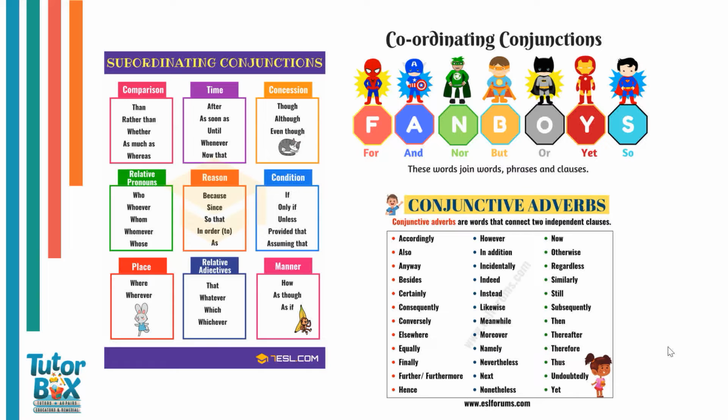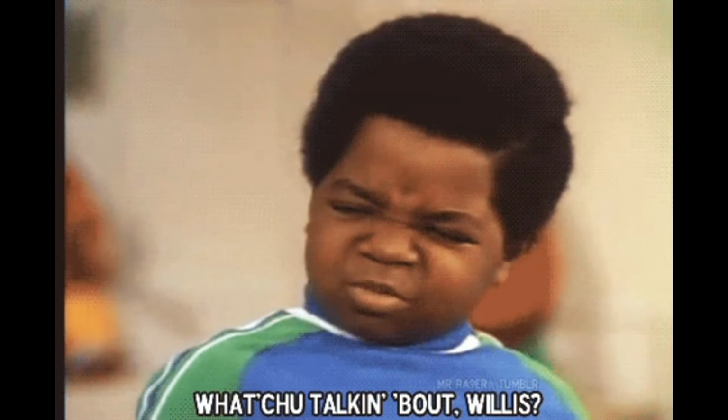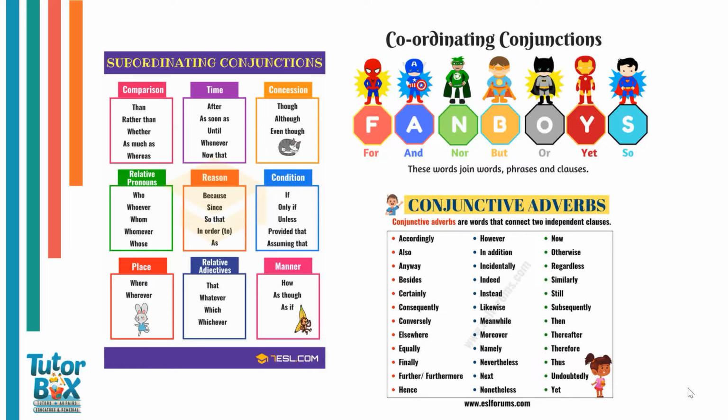So I know distinguishing between coordinating conjunctions, conjunctive adverbs, and subordinating conjunctions can be confusing and you might get them mixed up. So hopefully these 3 little images will help ingrain into your mind the differences between the 3. So fanboys is probably the easiest to remember. For, and, nor, but, or, yet, so. Remember that this joins 2 independent clauses.